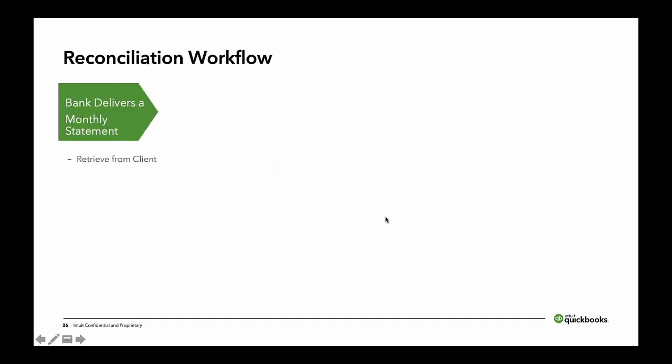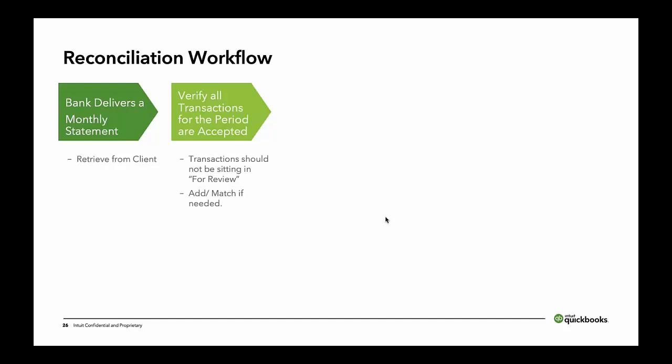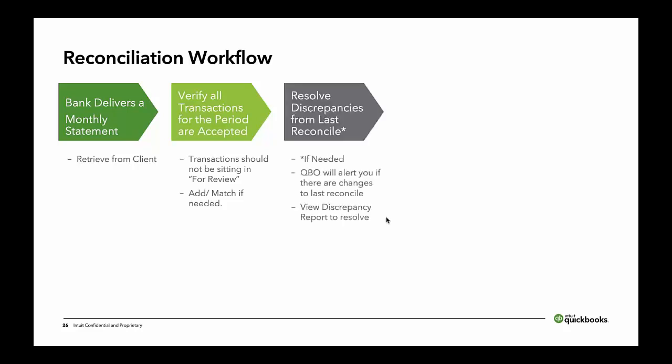So the workflow here is pretty straightforward. We get that bank statement. This is the step that people sometimes forget: if you're using the bank feed, verify that all the transactions for that period have been accepted. You don't want anything for that time frame sitting in for review. You want to add and match first, because the bank feed is the first leg of reconciliation. So we want to take care of anything sitting in review for that period so that we don't end up with duplicates down the road.